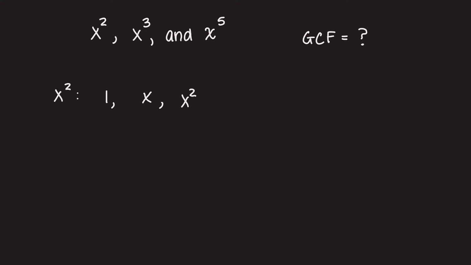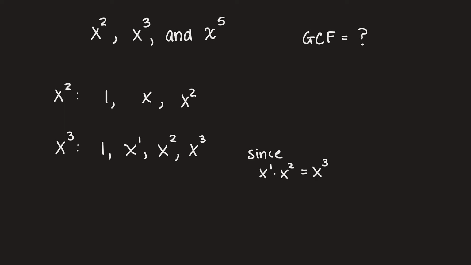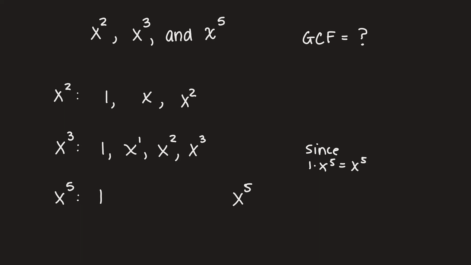And that's it. For x cubed, 1 is a factor, and this would pair up with x cubed, since 1 times x cubed is just equal to x cubed. X to the first is also a factor, and this would pair up with x squared, since x to the first times x squared is equal to x cubed. And that's it. Then for x to the fifth, 1 is a factor, and this would pair up with x to the fifth, since 1 times x to the fifth is just x to the fifth.